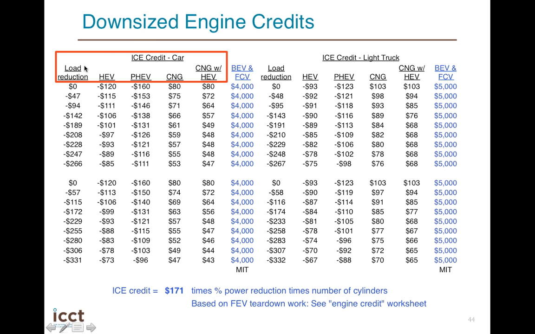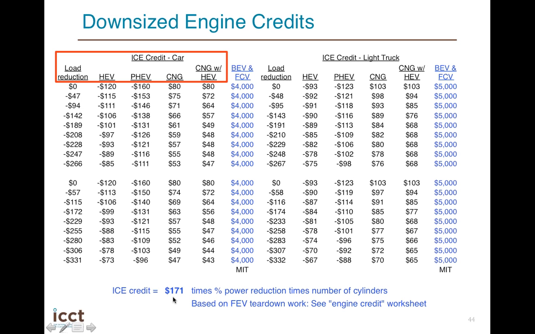Downsized engine credits, we actually had 5 different types of potential credits. One is for the load reduction. Another was for hybrids, plug-in hybrids, compressed natural gas vehicles. That's actually a cost increase. And compressed natural gas with HEVs. And the ICE credit was derived from some FEV teardown work, where they actually looked at what the cost savings would be for reducing the size of the engine. And this includes both just downsizing the same number of cylinders and downsizing while reducing the number of cylinders.